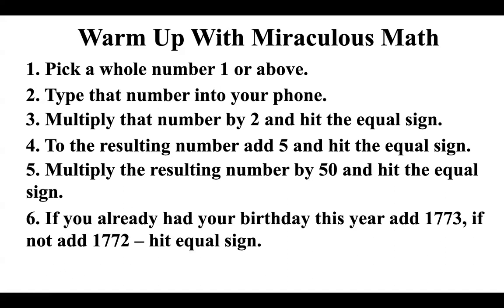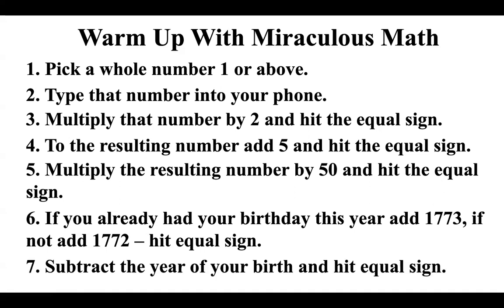Now, if you've already had your birthday this year, to that growing number, add 1,773. And if you have not yet had your birthday this year in 2023, add 1772 and hit the equal sign. So hopefully all this is making sense. Then subtract the year of your birth from that number. And don't lie, tell the truth. And hit that equal sign again.